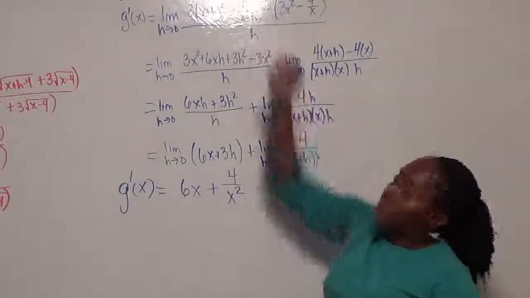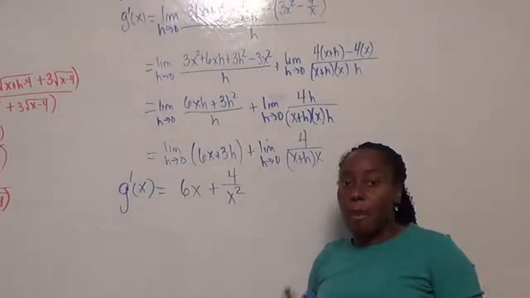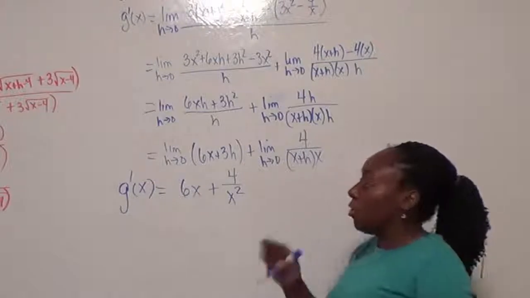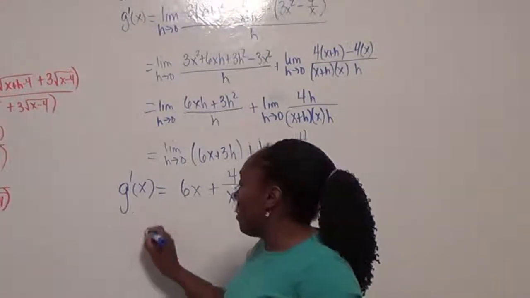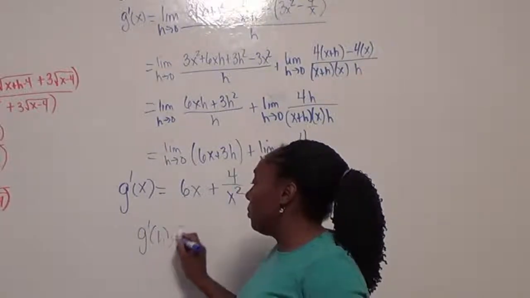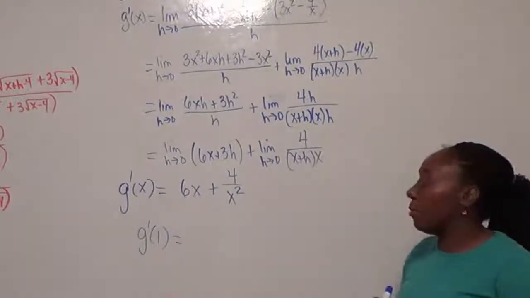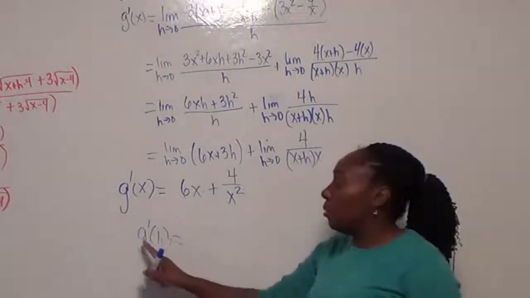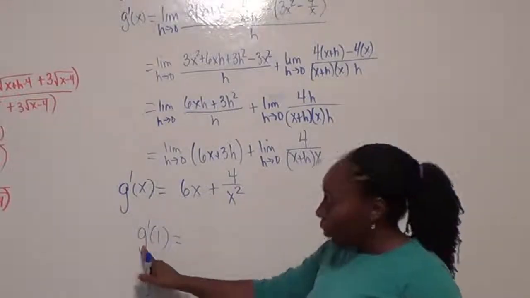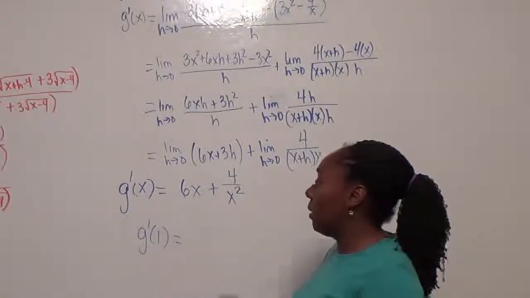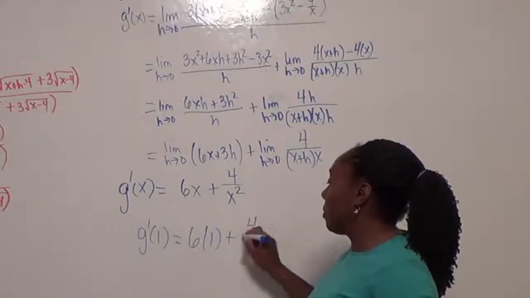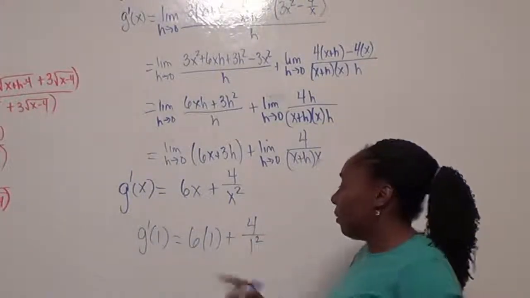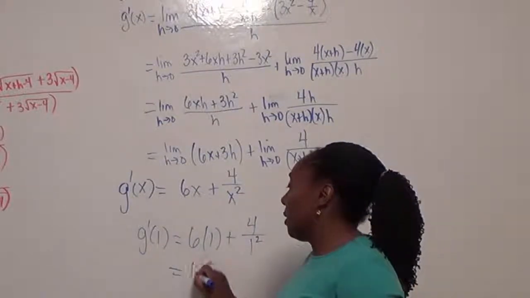Now again, in this case, we wanted to find that function's derivative at the point 1, meaning the slope of the tangent line when x is 1. So here, all we're going to do is plug in that value. So g prime of 1, or the slope of the tangent line at 1, is going to be the 6 times 1 plus the 4 over 1 squared, or in this case, 10.